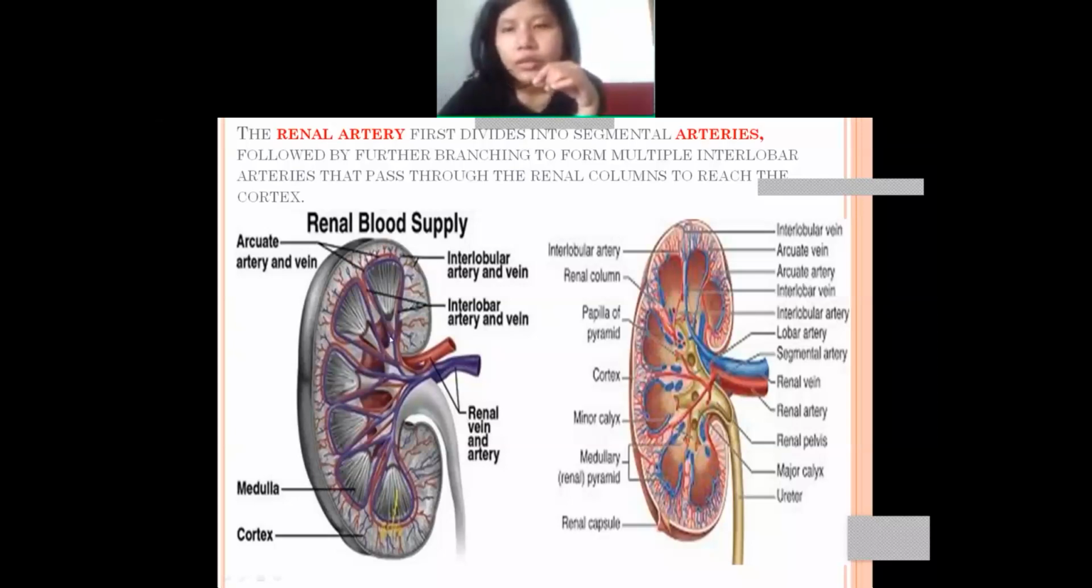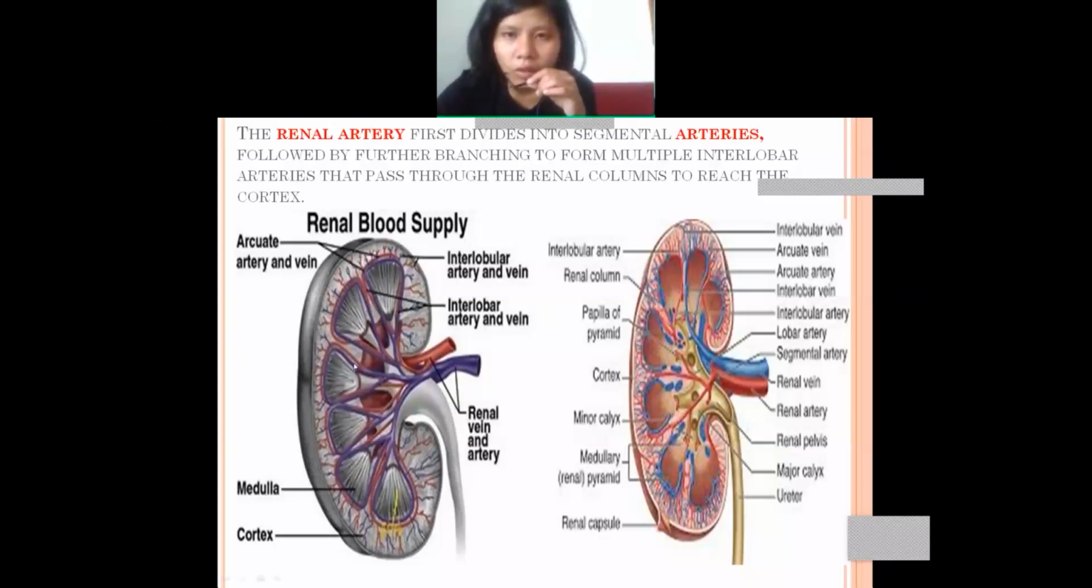Okay, so after the segmental arteries, you will find the interlobar arteries. After the segmental artery, the blood will flow towards the interlobar arteries. All these are known as interlobar arteries. And these interlobar arteries will pass through the renal column. All these are known as the renal column.